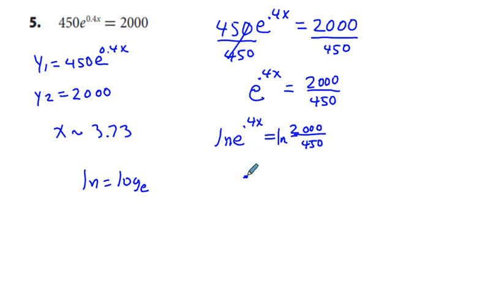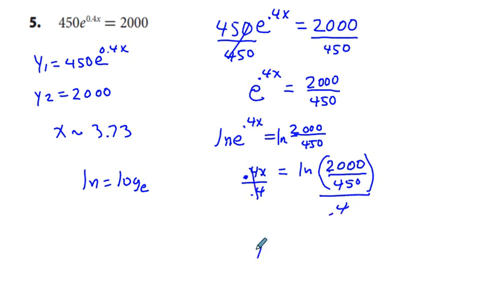So on the left side now, the ln and e cancel each other, so we have 0.4x equals the natural log of 2,000 over 450. And if we divide by 0.4, x is going to be equal to, we'll go to our calculator.